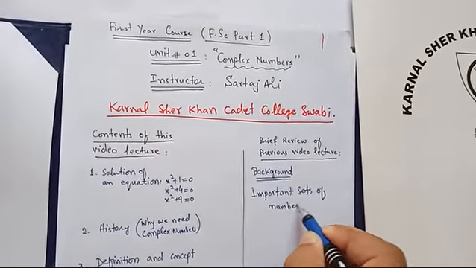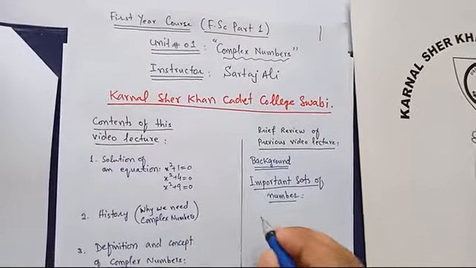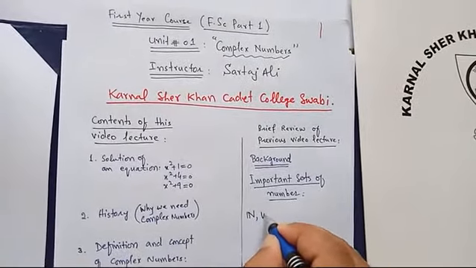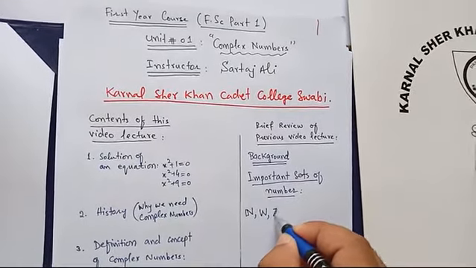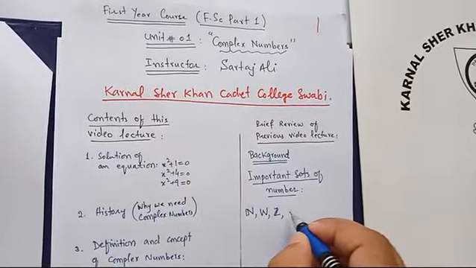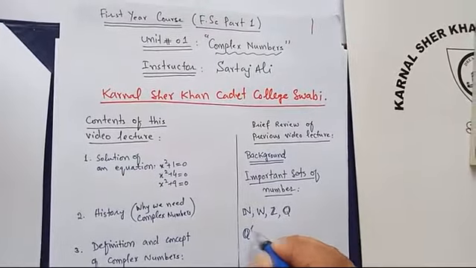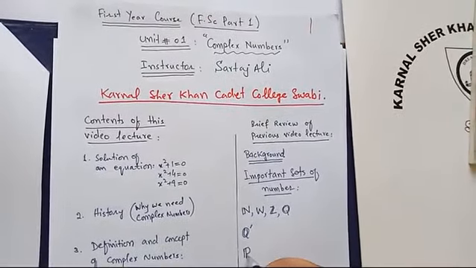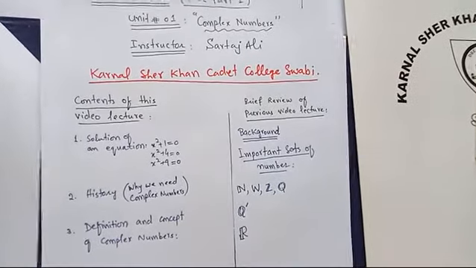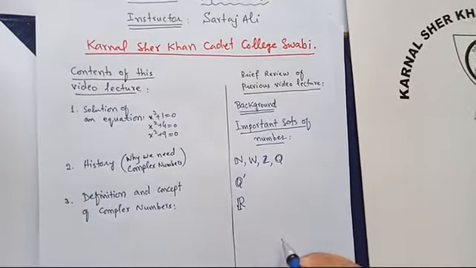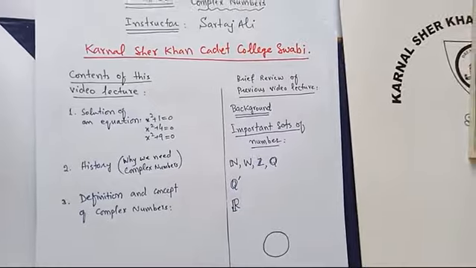So in the previous lecture we discussed in detail some important sets, which are the set of natural numbers, the set of whole numbers, which is also known as non-negative integers, the set of integers, the set of rational numbers, the set of irrational numbers, and at last we discussed the set of real numbers. You all know from the previous lecture that the set of real numbers contains all these sets.